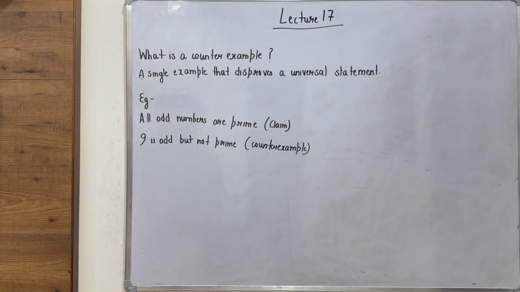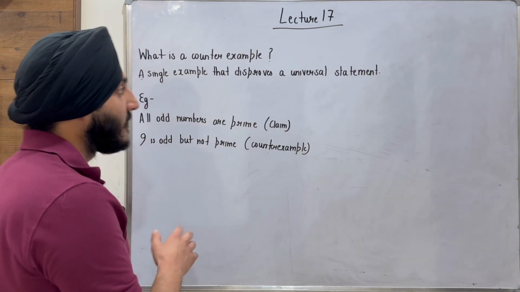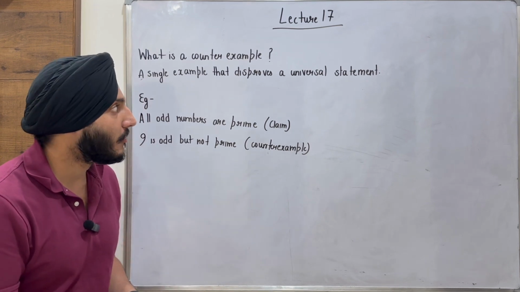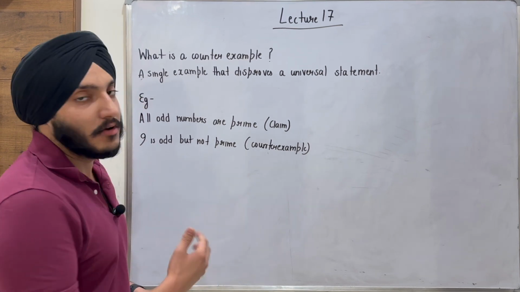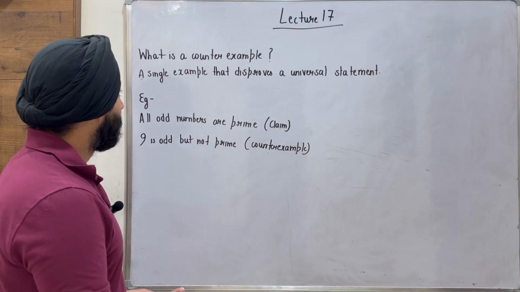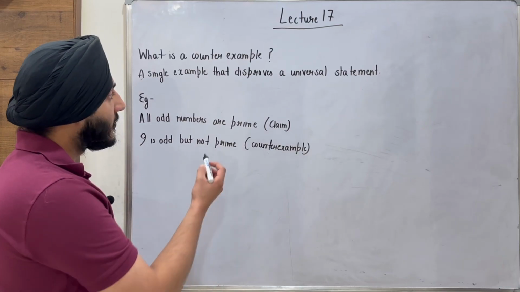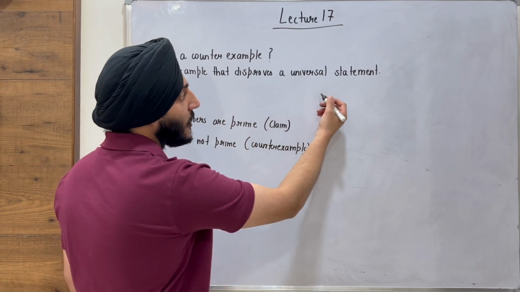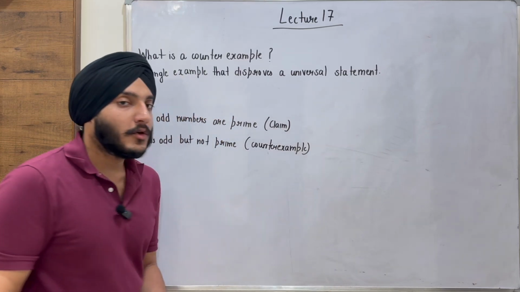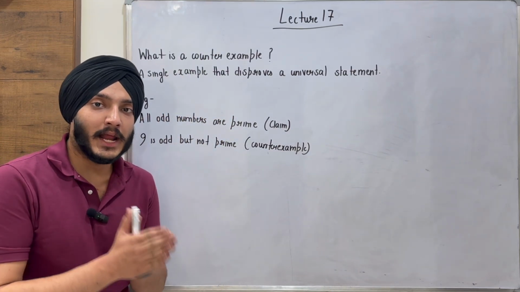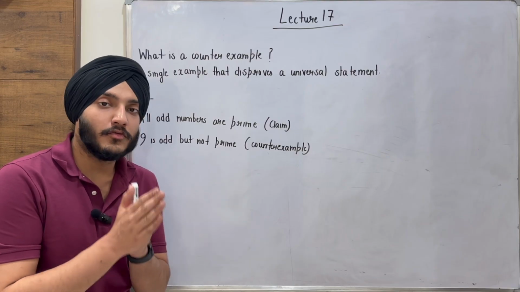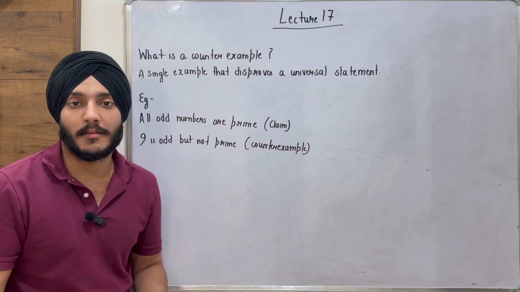Okay. Now, let's try to understand what is a counterexample. This is the easiest type of proof that you will come across, but sometimes it can be difficult to find the counterexample. So, what is a counterexample? It is basically a single example that disproves a universal statement. So, what usually happens is that there is some kind of a claim, and in order to prove that claim is wrong, we just give a counterexample to it.